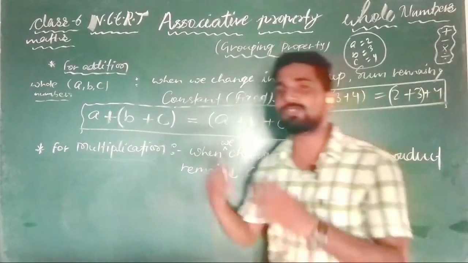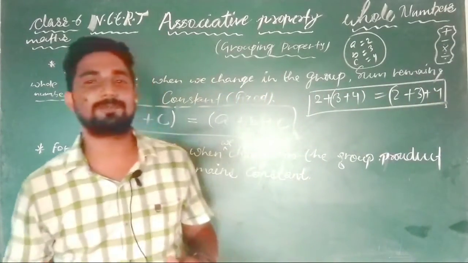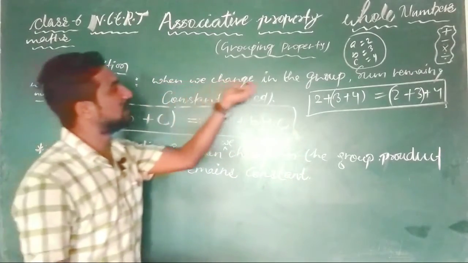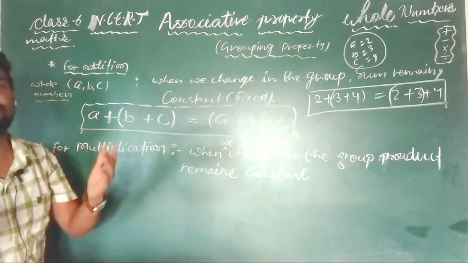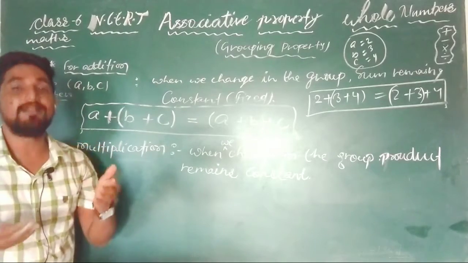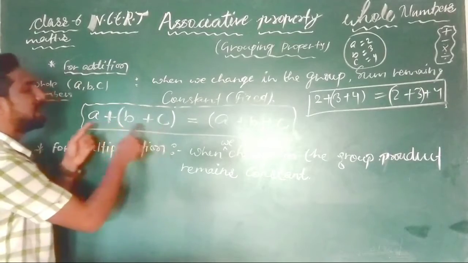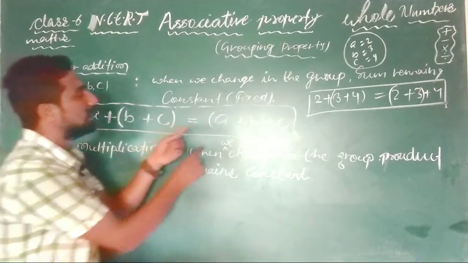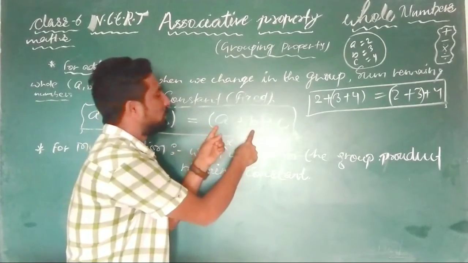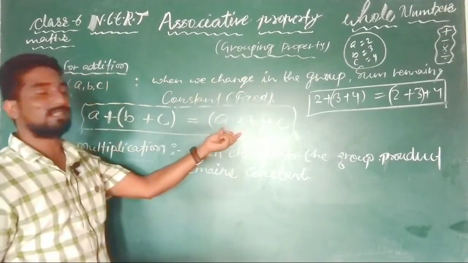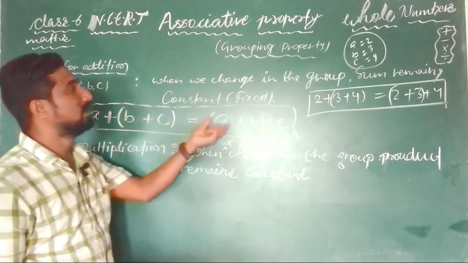And sir, how can you say that? Why are you saying this is the associative property? Look at what I have written here. When we change the group, what does change in the group mean? I will change the members of the group. Here B and C were members and A was standing outside. Here A and B became members of the group and C is standing outside. So you have seen the change I have made here.